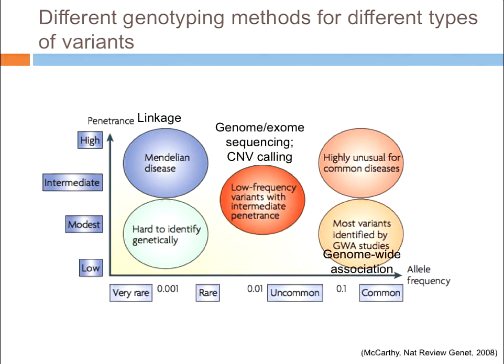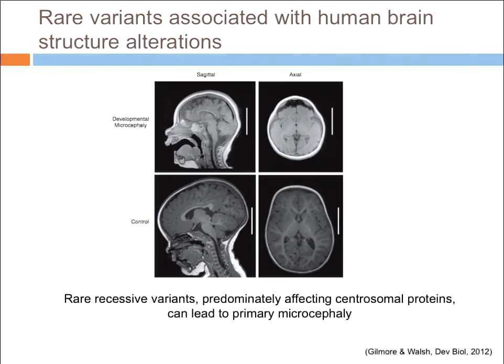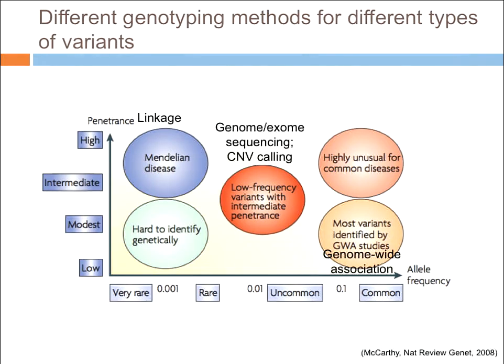Okay, so now I'm going to talk about some of the progress in imaging genetics for well-replicable findings. There are different methods for doing genetic association or genetic linkage to identify genes influencing the structure of the human brain. Those methods are based on both the allele frequency and the penetrance.